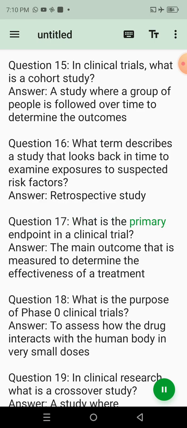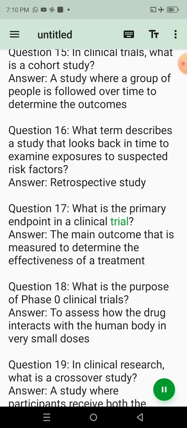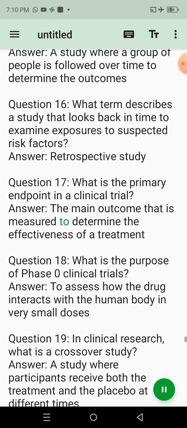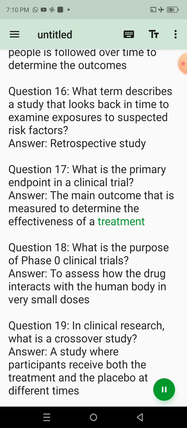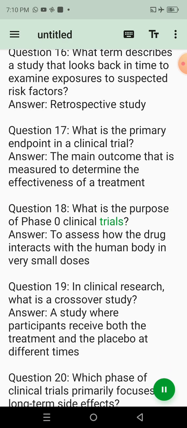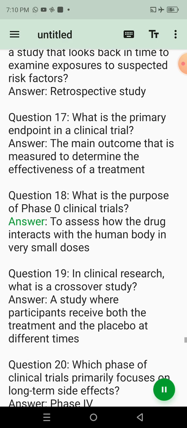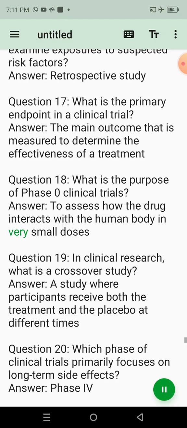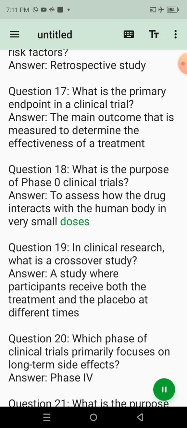Question 17. What is the primary endpoint in a clinical trial? Answer: The main outcome that is measured to determine the effectiveness of a treatment. Question 18. What is the purpose of Phase 0 clinical trials? Answer: To assess how the drug interacts with the human body in very small doses.